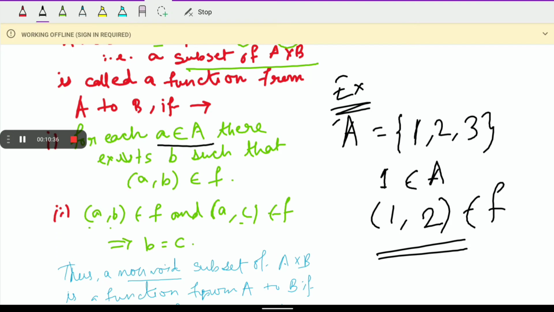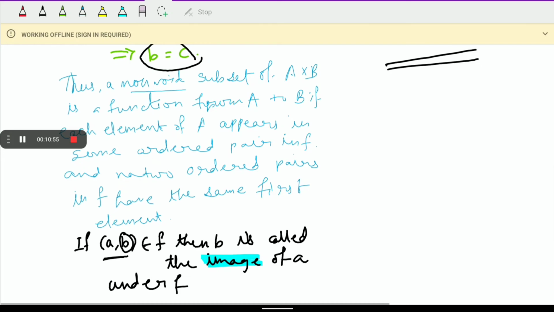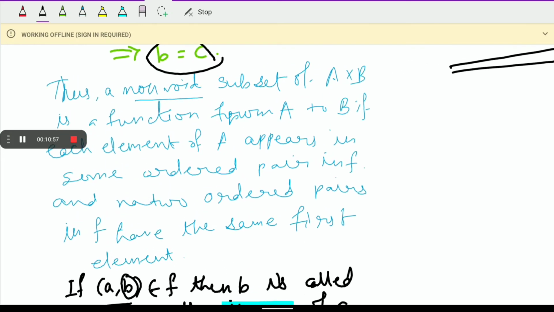And number 2 is, if (a, b), this ordered pair belongs to f, and also (a, c), this ordered pair also belongs to f, then it is mandatory that b equals c. Now we may conclude that a non-void subset f of A cross B is a function from A to B if each element of A appears in some ordered pair in f. It is very clear, I hope.